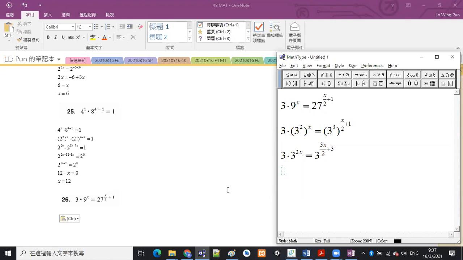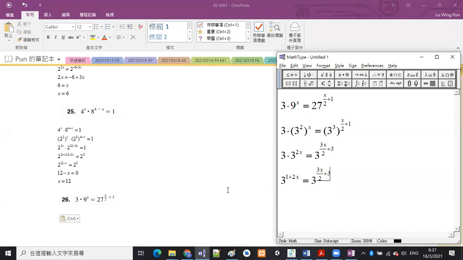Okay? And on the left hand side, we still have 3 times 3 to the power 2x. But the first 3 has a power 1. When they are multiplied together, it becomes 1 plus 2x, okay? And then 3 to the power 3x over 2 plus 3. And now both sides become one single base number to the power, okay?